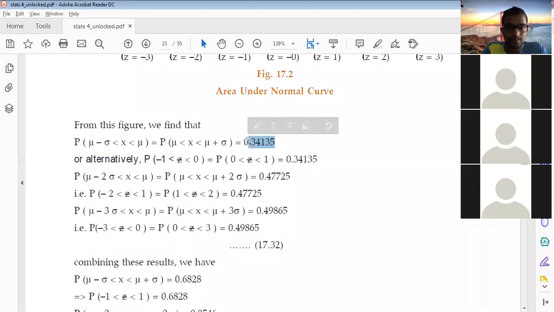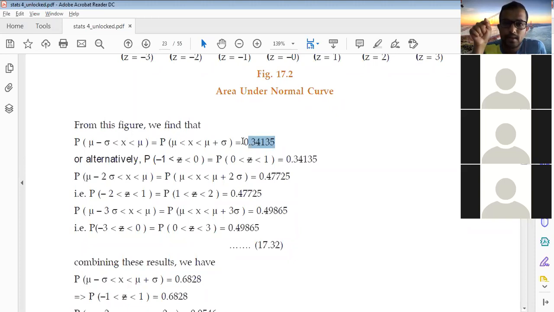0.34135. First neighborhood left side is equal to first neighborhood right side, sir. The area from minus 1 to 0 and 0 to plus 1, both are equal to 0.3413. Why I'm telling you to remember this value, students: sometimes they might give us a question in Set C or in your ICAI exam.